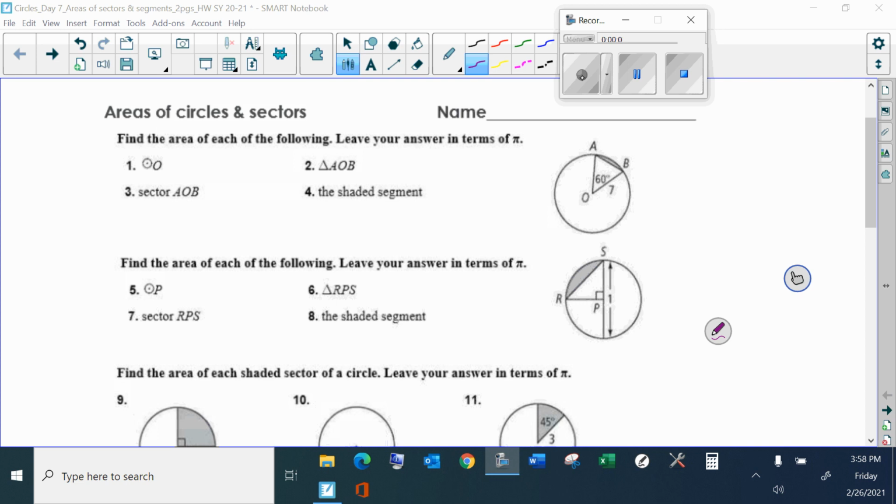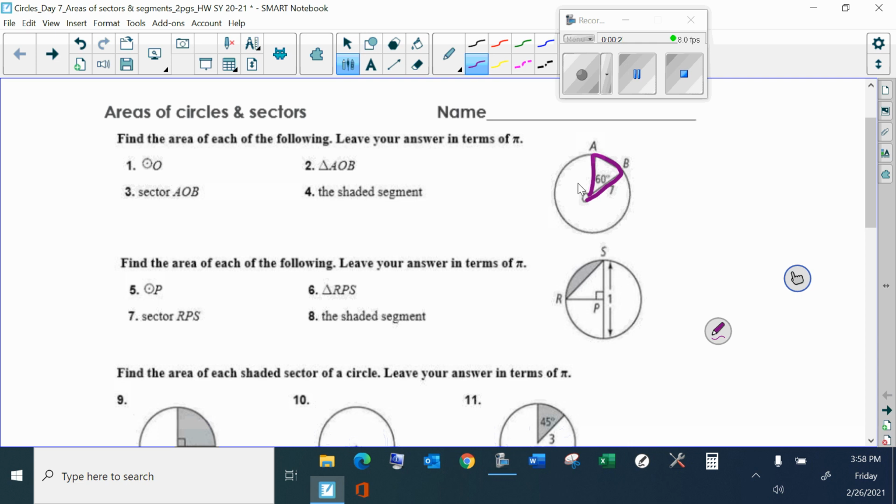Okay, students, we'll go through a few of these problems from your worksheet today, or whenever you get assigned. If you notice, 1, 2, 3, and 4 are all dealing with this circle here. Start with the entire area of the circle, and then they have you find the sector AOB, which would be this entire amount right there.